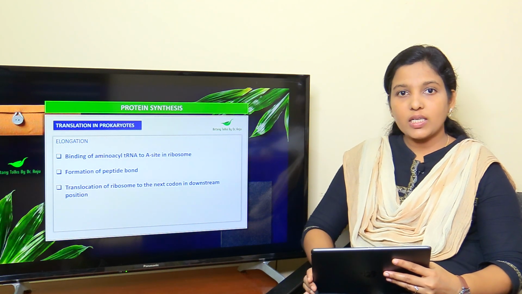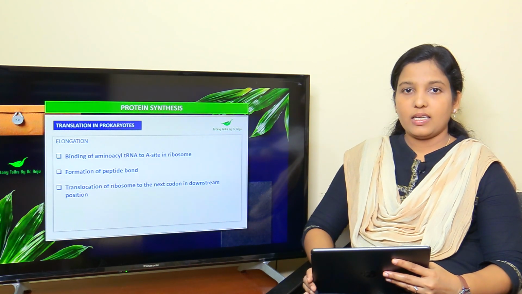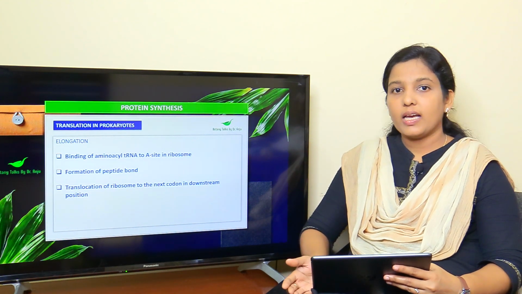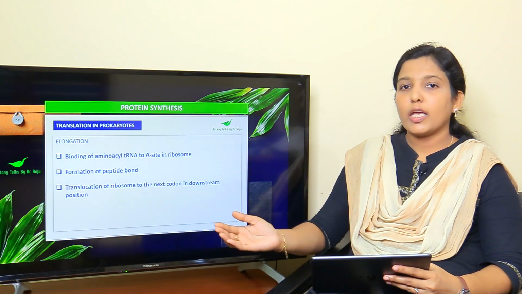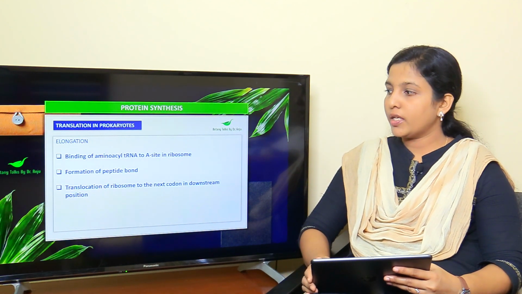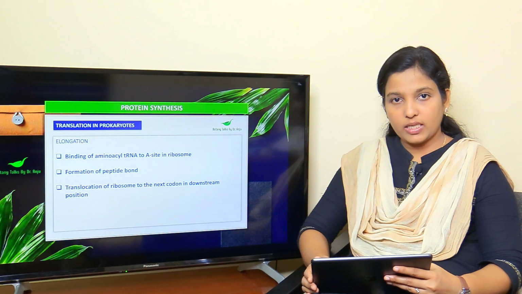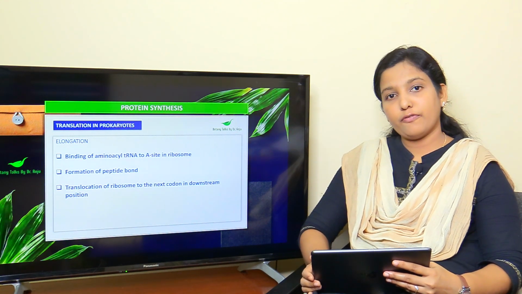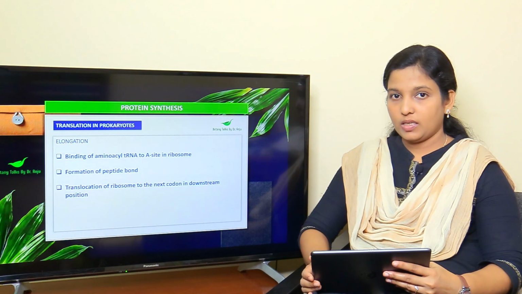When IF1 is released, the A site is now free. So, it can accommodate a new tRNA molecule. Therefore, binding of a new aminoacyl-tRNA to the A site is the beginning of the elongation phase of translation.